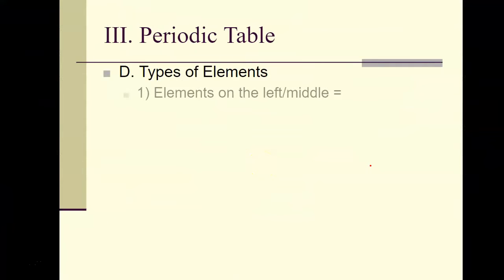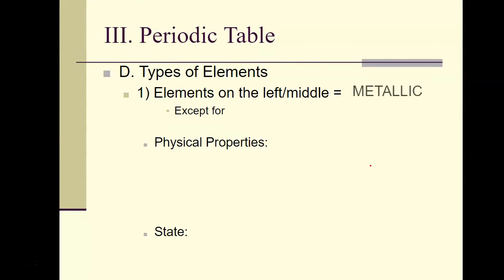Great, and then we look at our types of elements. Elements on the left and in the middle are metals, right? Except for hydrogen. Hydrogen is all the way on the left. It says 1 electron, but it is definitely not a metal.